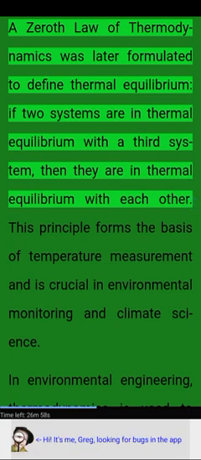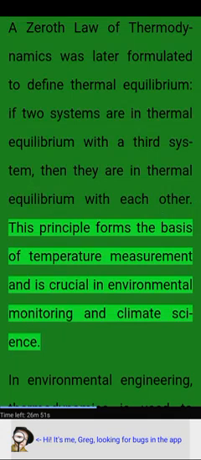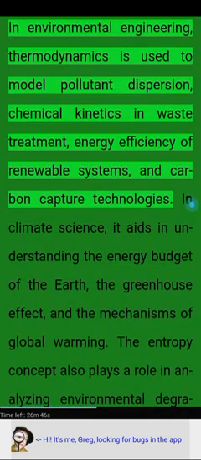The zeroth law of thermodynamics was later formulated to define thermal equilibrium. If two systems are in thermal equilibrium with a third system, then they are in thermal equilibrium with each other. This principle forms the basis of temperature measurement and is crucial in environmental monitoring and climate science.